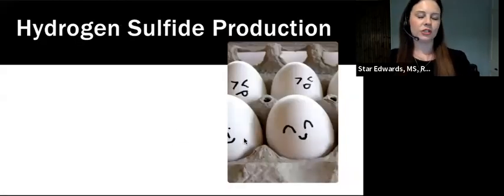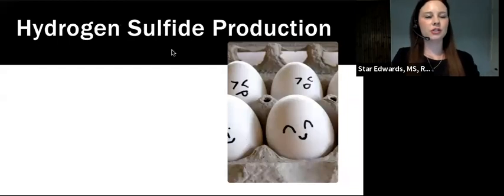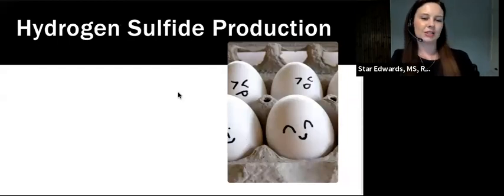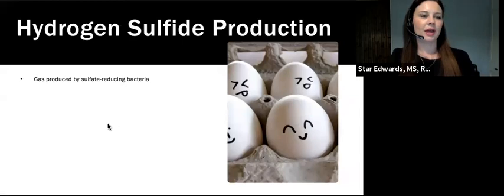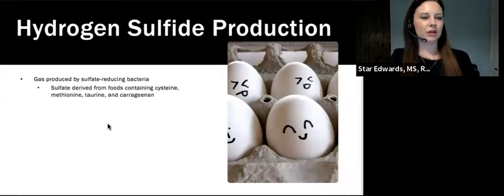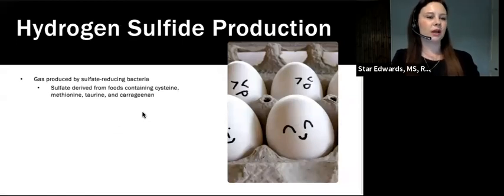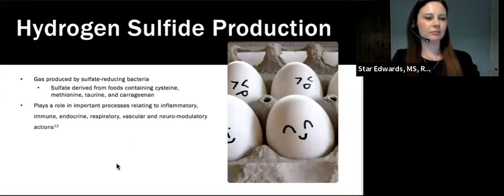Next is hydrogen sulfide production. Hydrogen sulfide production produces gas that smells like rotten eggs, and this comes from sulfate-reducing bacteria. It uses sulfate derived from foods containing cysteine and methionine, taurine, and carrageenan.